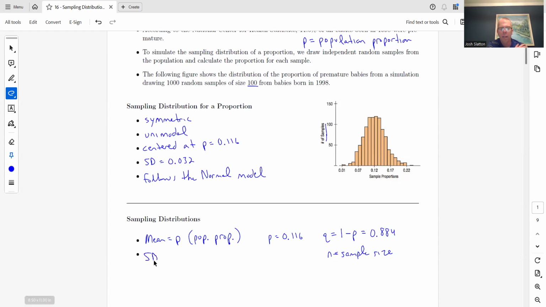And so we can calculate the standard deviation of p hat. And p hat, we'll talk about later, but p hat is the sample proportion. These are all sample proportions because we drew many samples. This is talking about how many of these sample proportions were in this range, 12 to 12.5 or whatever it is. And so these sample proportions are going to be denoted by p hat.